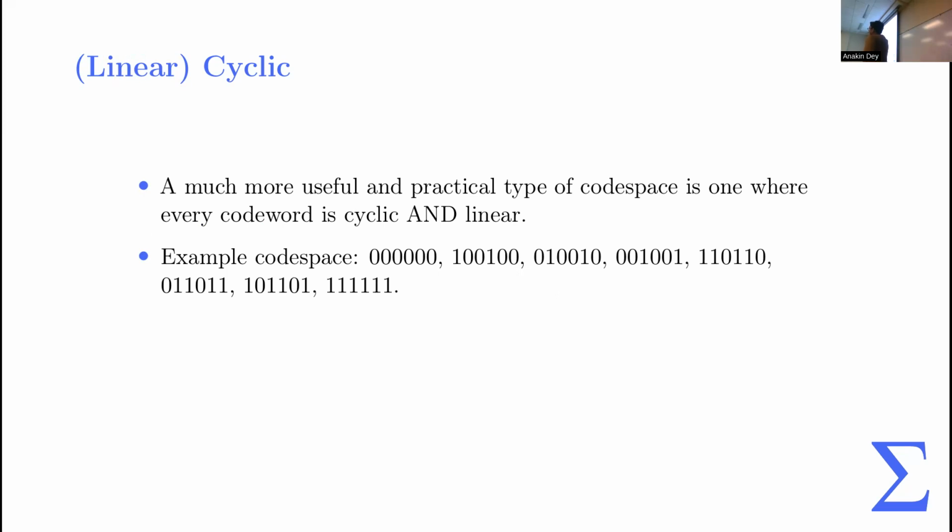So linear and cyclic. An example code space of this is all zeros, 1 0 0 1 0 0, then we shift that to the right once, we shift that to the right once, and then its inverse, 1 1 0 1 1 0, 0 1 1 0 1 1. These are all just shifts, and then all ones. We can look at this and convince ourselves that this is linear. If you add these two together, you get this one. You add these two together, you get all ones, etc. You can add any one of these together and get a different one. This is all mod 2.